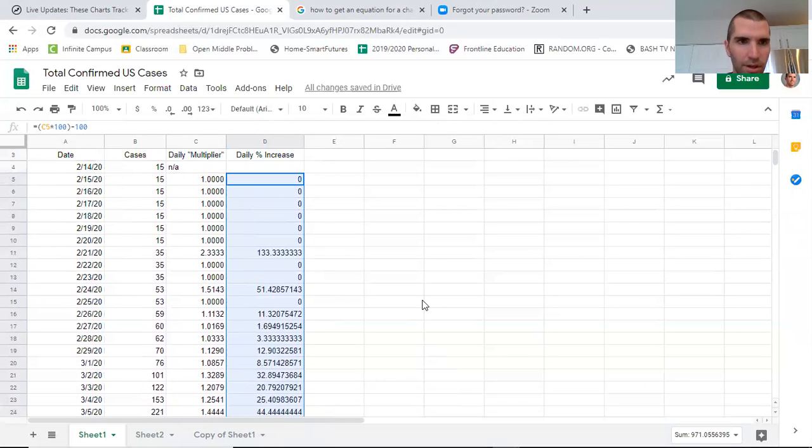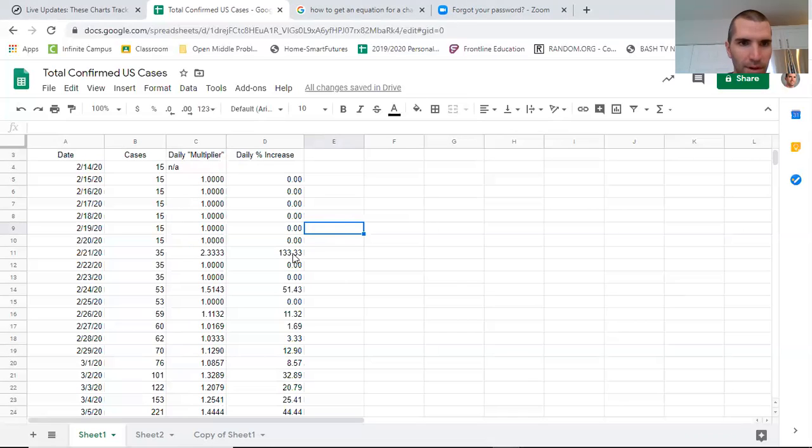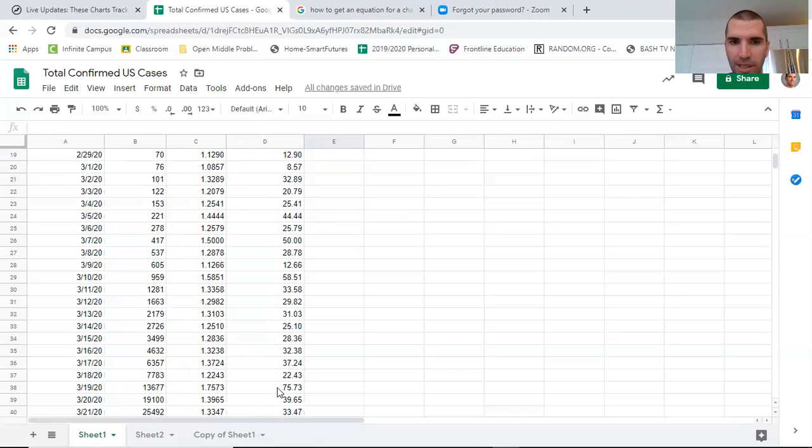Again, these decimals are really long, so I'm going to shorten these to 2 decimal places. You can see from February 15th to February 20th, there was a 0% increase each day. But then all of a sudden, there's a big jump, a 133% increase. And as you look at the most recent statistics, they're showing roughly anywhere from 30% to 40%. This was a big day, 75%. That might have been when they started testing more often. But again, these are the percentages of the increase each day.